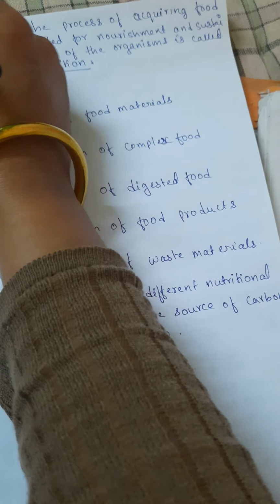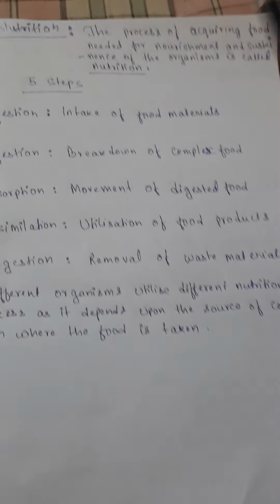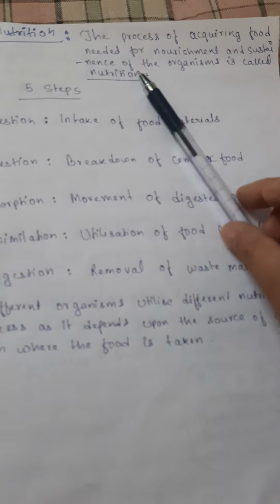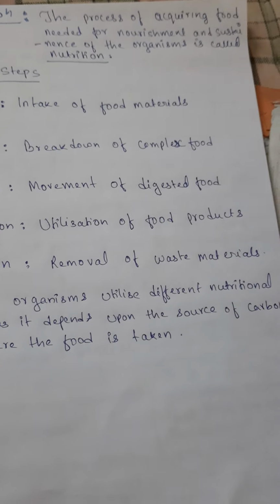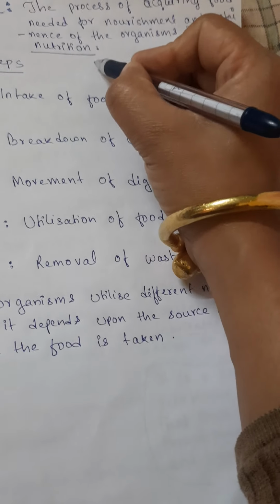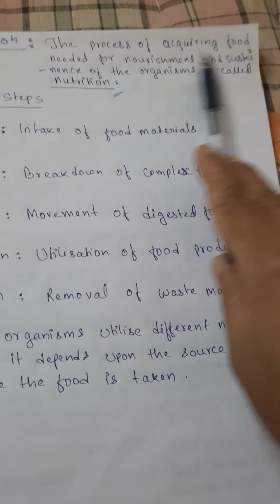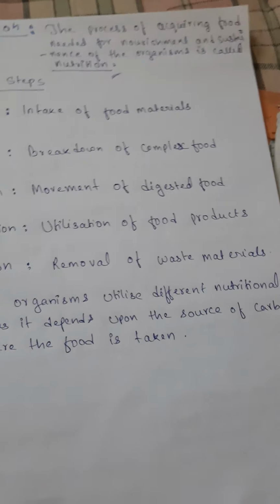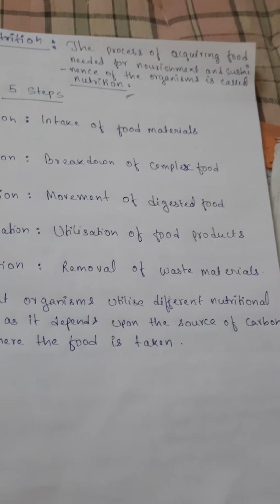Okay, now I will give you some basic information about the process of nutrition again. This is for your information. Keep it in your mind. Again there is a definition. The more definitions there are, the easier it will be for you to understand. So nutrition is simply the process of acquiring food and utilizing it for nourishment and maintenance of our body.